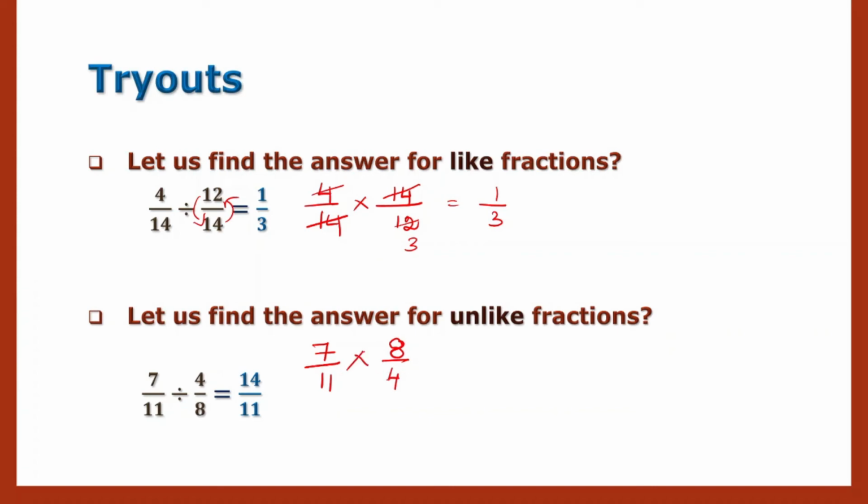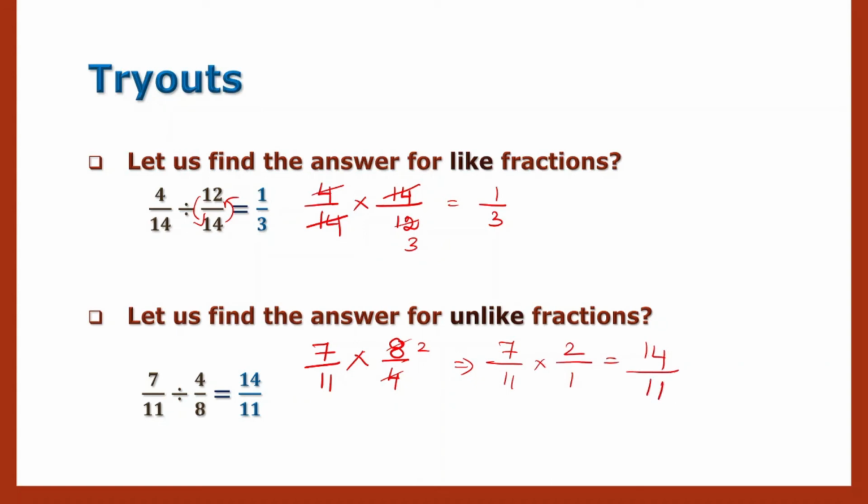You could easily cancel this 4 and 8 by 4 tables, which is 2. You could write it again as 7 by 11 into 2 by 1, which is equal to 14 by 11.